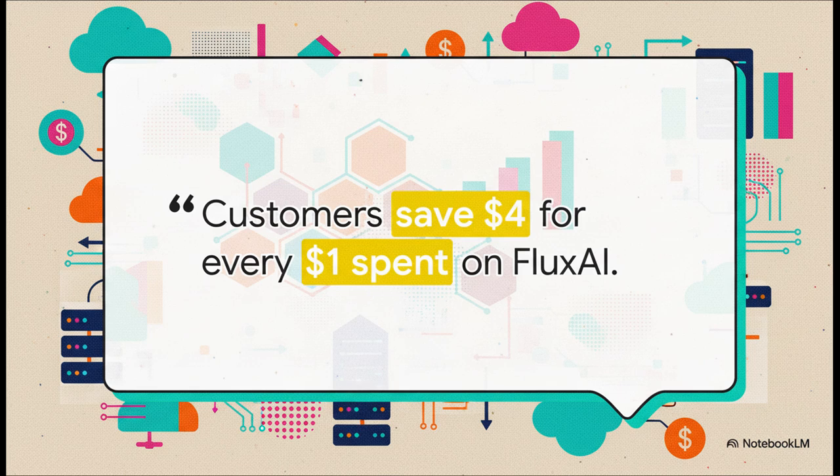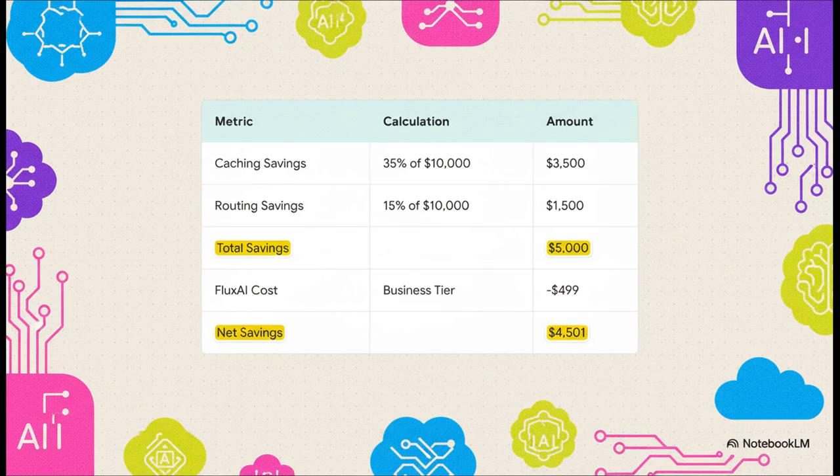This is the number to remember. On average, customers save $4 for every $1 they spend on the FluxAI platform. It's an investment that pays for itself many times over. Let's just walk through a real-world example. Imagine your company spends about $10,000 a month on Bedrock. With FluxAI, that semantic caching we talked about saves you around $3,500. Smart routing trims off another $1,500. So right there, that's $5,000 in savings.